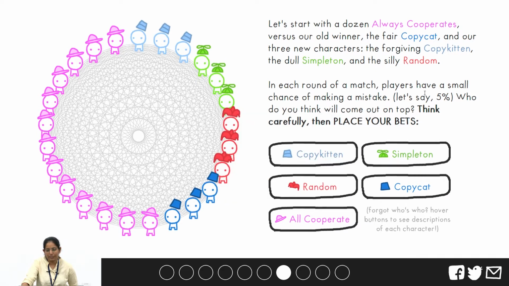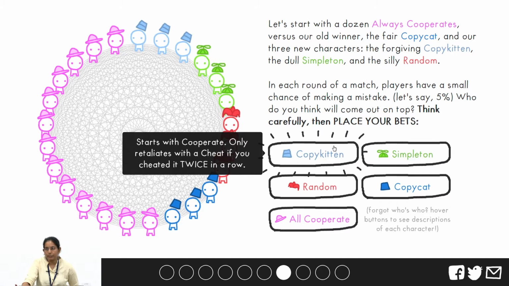So who do you think is going to win? It's the same setting, 10 rounds. We are going to be doing these tournaments with eliminations. How do you think this will go? Copykitten was just like copycat, but cheats back only when cheated twice in a row. So if you cheat, it will not immediately cheat you back, but if you cheat and cheat, then it starts cheating.